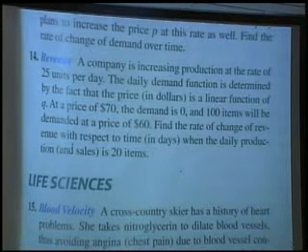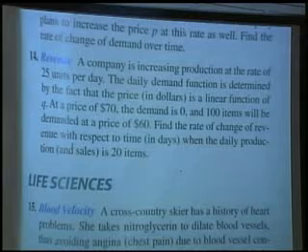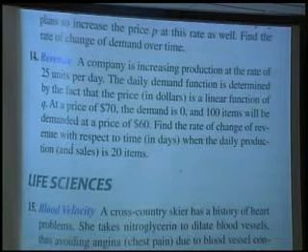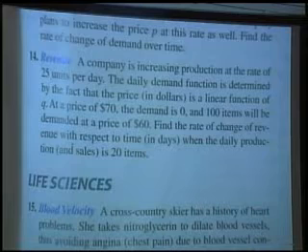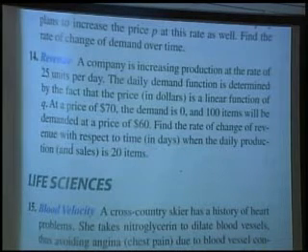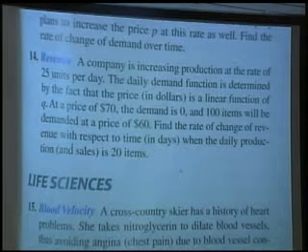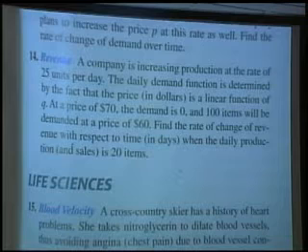All right, company is increasing production at the rate of 25 units per day. The daily demand function is determined by the fact that the price is a linear function of Q. At a price of 70, the demand is 0. 100 items will be demanded at a price of $60. Find the rate of change of revenue with respect to time when the daily production is 20.